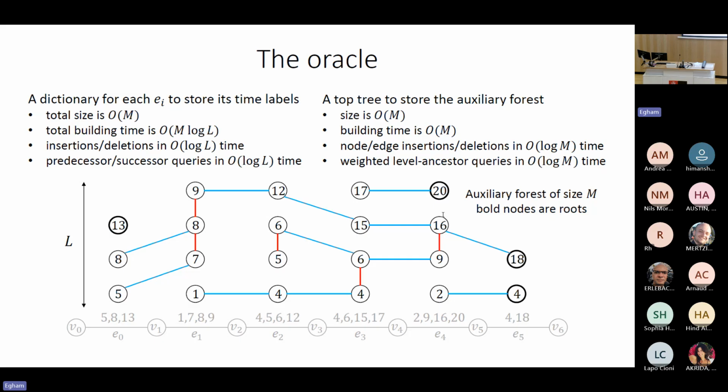And the auxiliary forest is stored inside the top tree. So the size of the auxiliary forest, the size of the top tree, is linear in the size of the forest. So it's order of M. The building time is linear, and we can do all the operations we need to do in the top tree in time log of M. So this is the way in which we build the data structure.